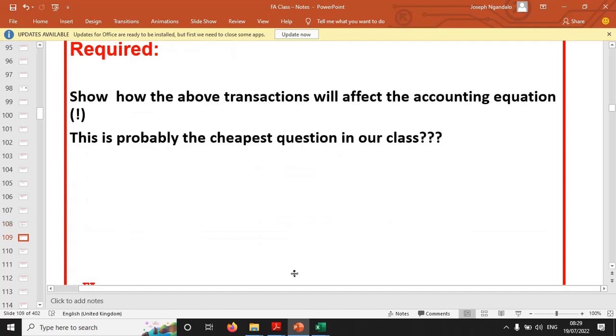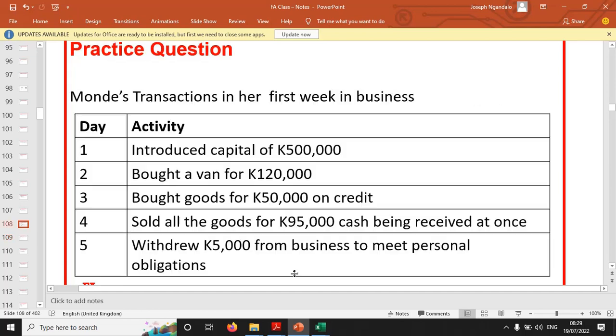And what was the question here? The question said: show how the above transactions will affect the accounting equation. This is probably the cheapest question in our class. Okay. So maybe we can start because you can be writing as we go along. Is that okay? Okay, so the second transaction is you bought a van for how much?